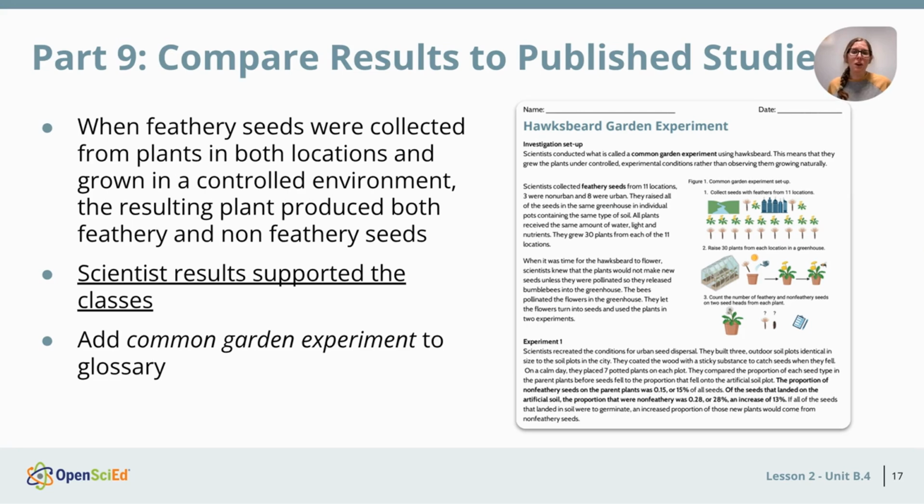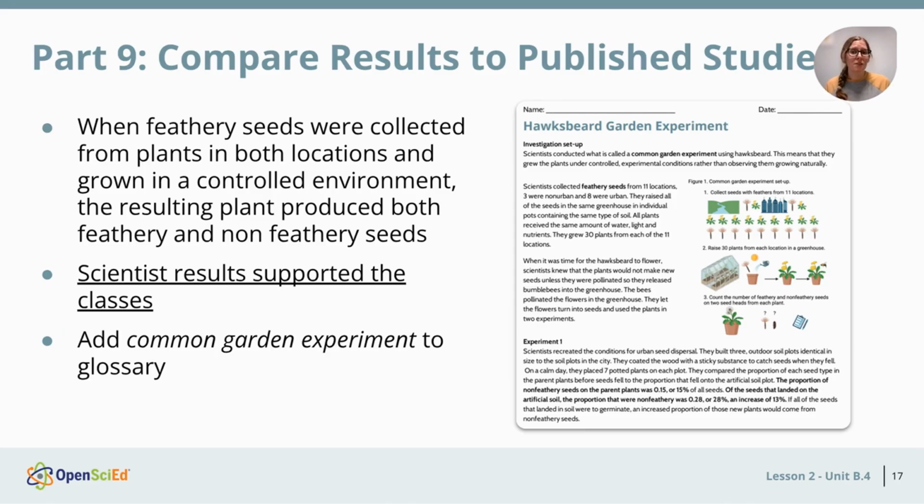Part 9, we're going to compare our results to published studies. So we're going to look at a common garden experiment. This is a really big moment for my students because the common garden experiment outlines that they collected feathery seeds from urban and non-urban environments. So the original seed that was collected was feathery, and then they grew it in the exact same environment. But then the plants are producing feathery and non-feathery seeds, which again, for my students was a big challenge point at the beginning of this lesson.